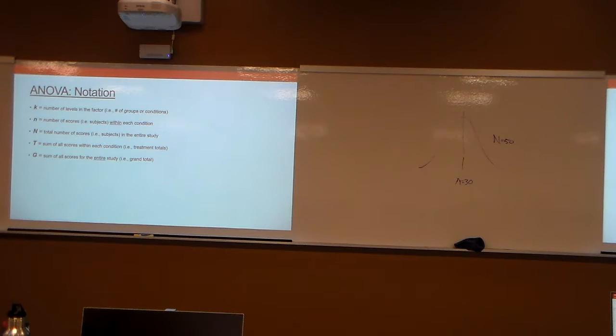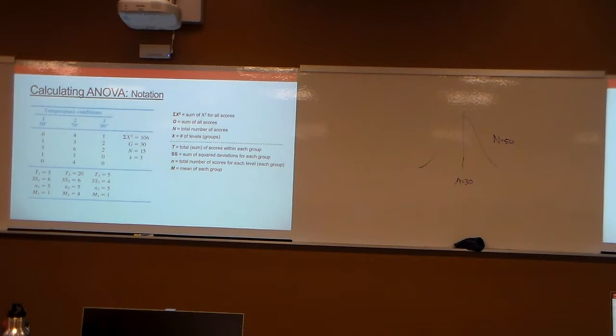T is going to be the total. The total sum of all scores within each condition is the treatment total. G is going to be your grand total, right? I have these in that handout there to try and help keep your head square in terms of some of these different calculations.